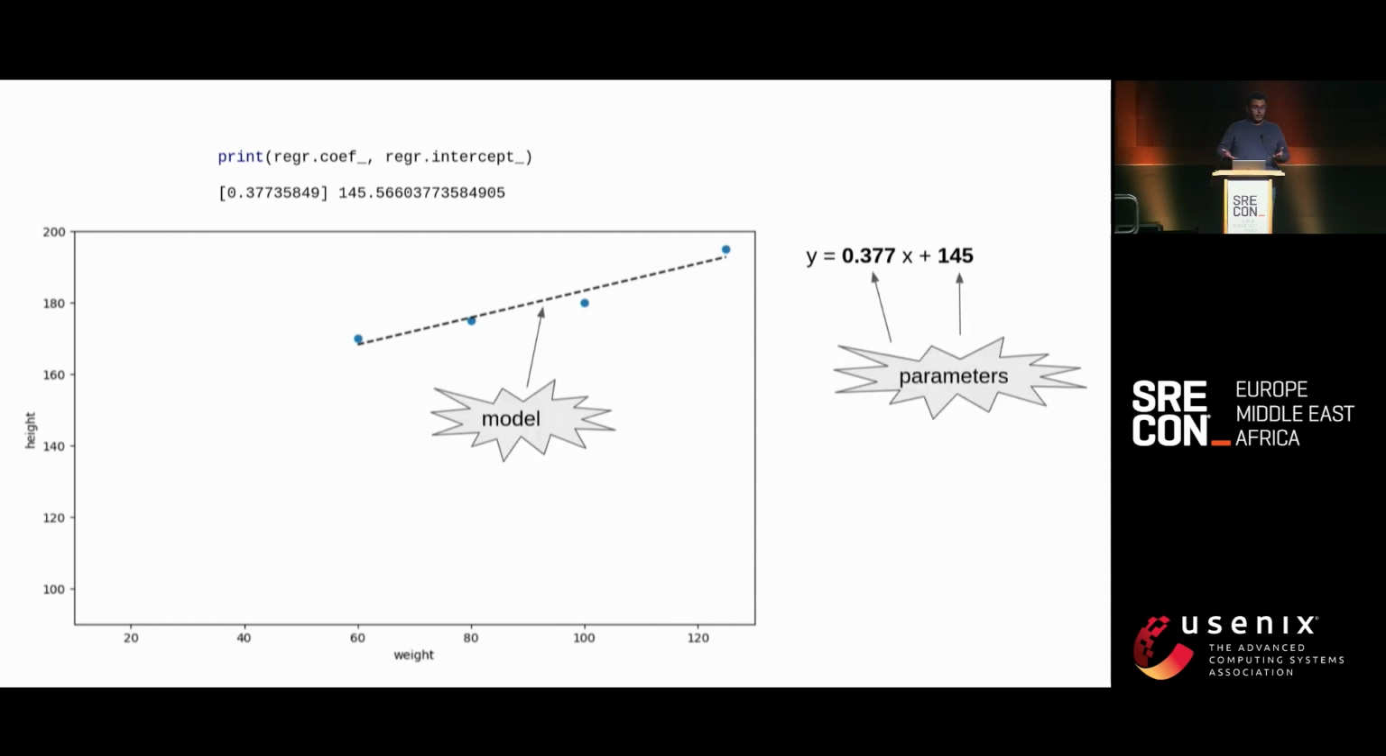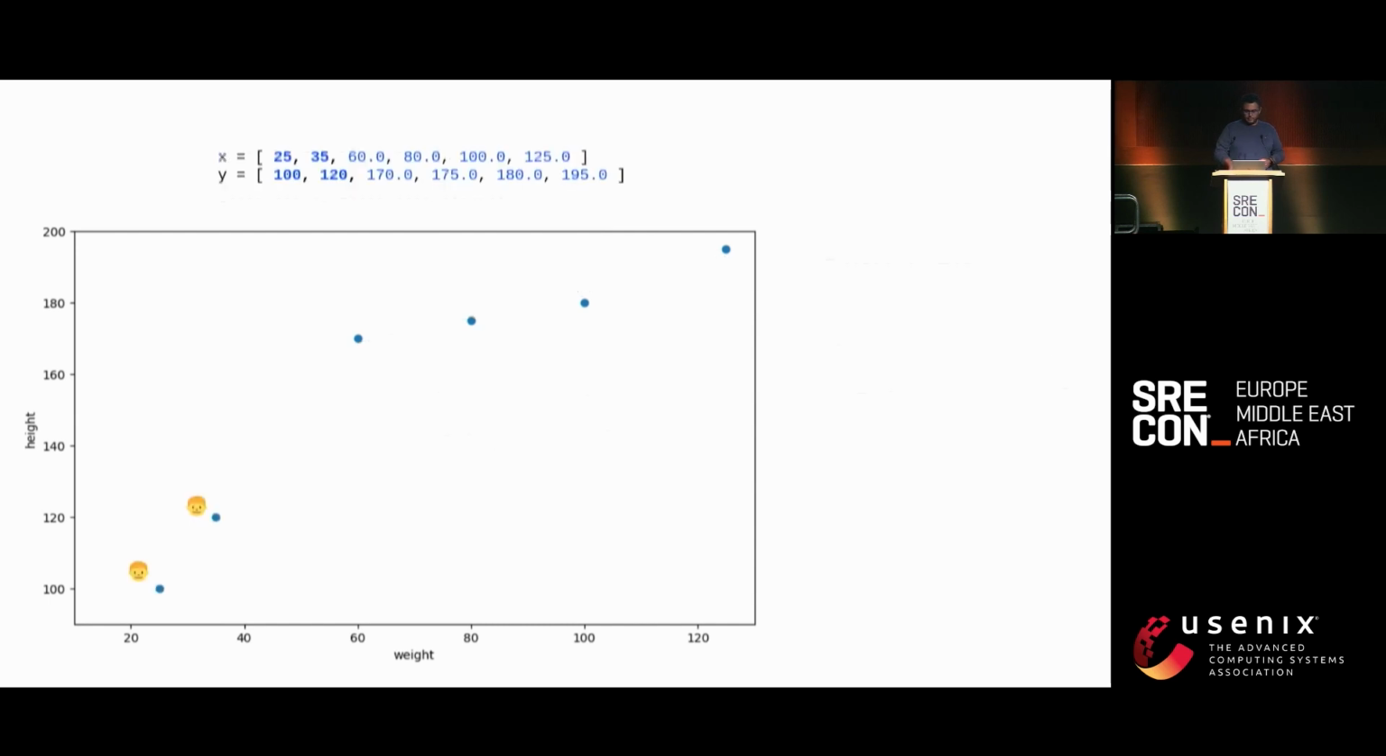So to put the labels on this, the line is what we call the model. It is our understanding of the world, how I would answer the question: if my weight is 90 kilos, what is the expected height of me? It is 180, right? That's what the model is doing. And the 2 parameters that we have here are the slope and the intercept.